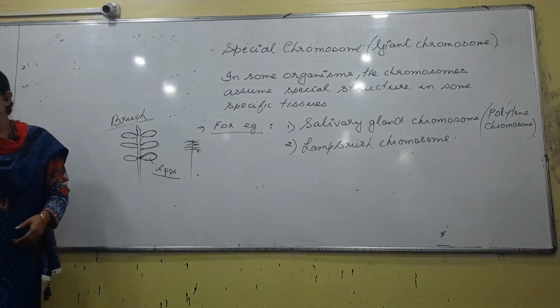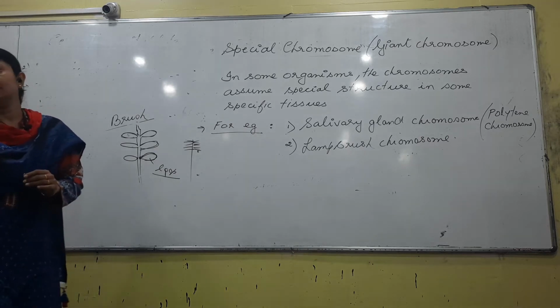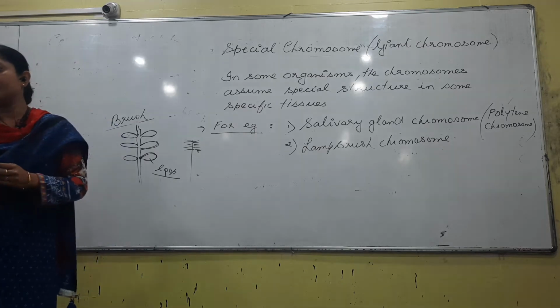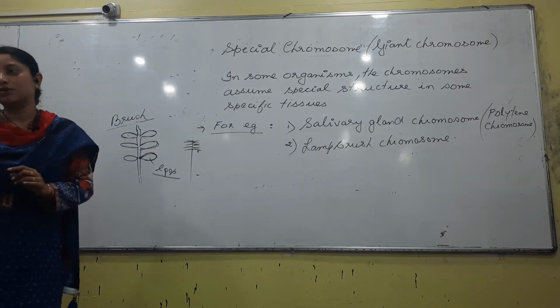Location of lampbrush: in the oocyte. Now what is the oocyte? Immature egg is called the oocyte, right?